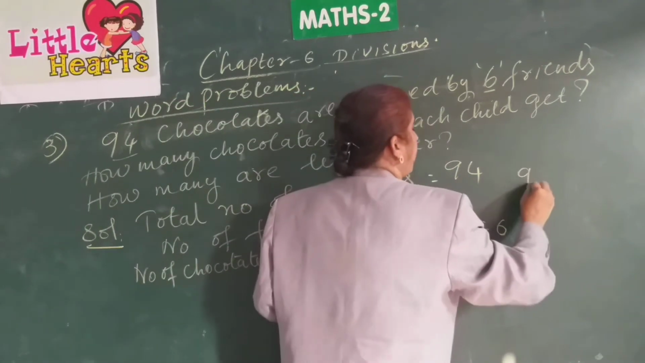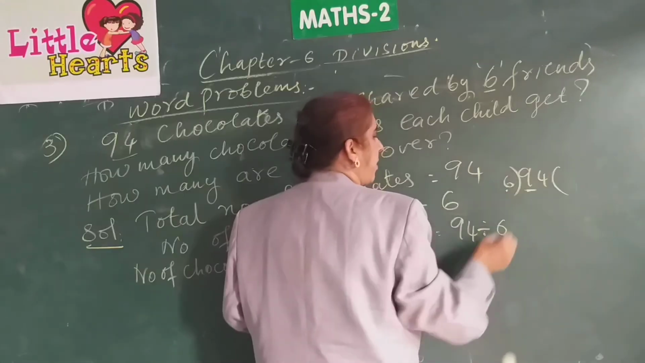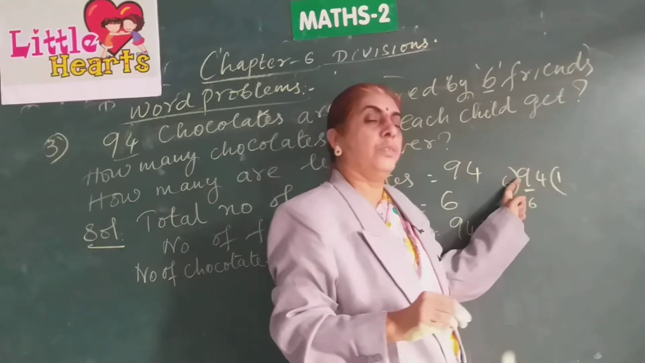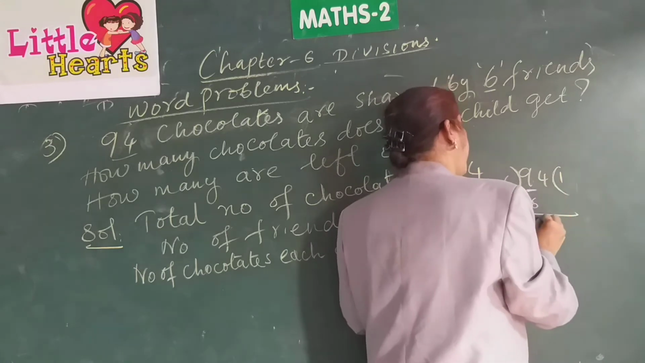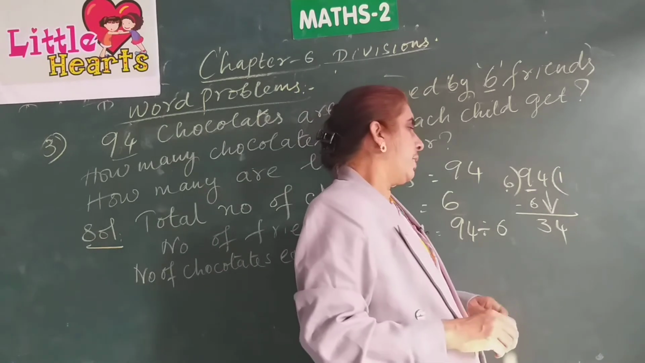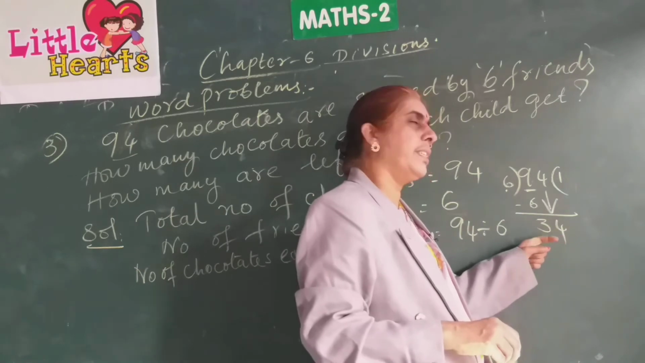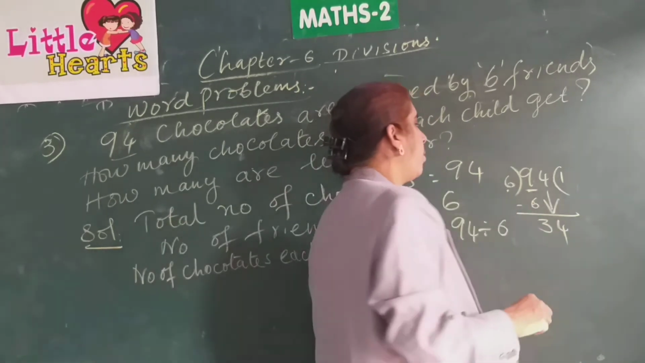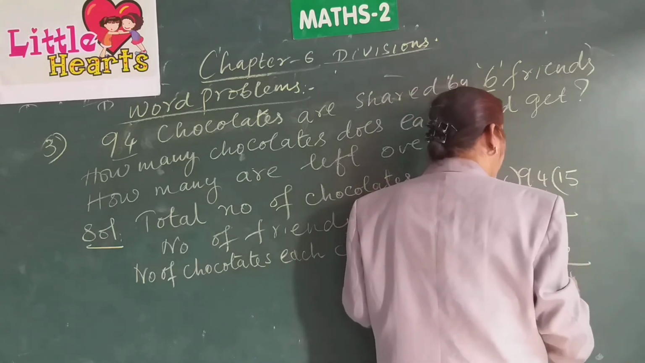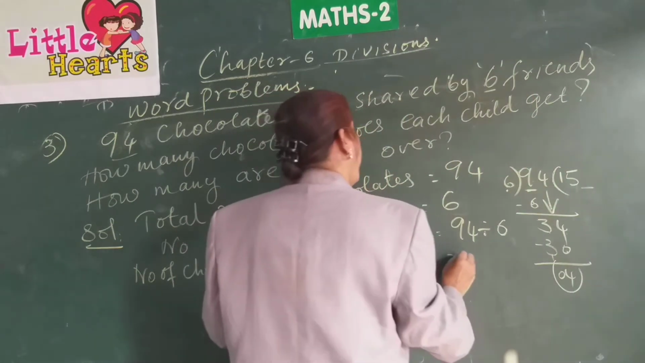Let us carry out the division here. 9 is greater than 6, take only one digit 9, start dividing from the tens place. 6 ones are 6, 6 twos are 12 is greater than 9, so 6 ones are 6. 9 minus 6, 3, bring down 4, now it is 34. 6 4s are 24, 6 5s are 30, 6 6s are 36. 6 6s are 36 is greater than 34. We shall go with 6 5s are 30. 4 minus 0 is 4, 3 minus 3 is 0. So, each child gets 15 chocolates.